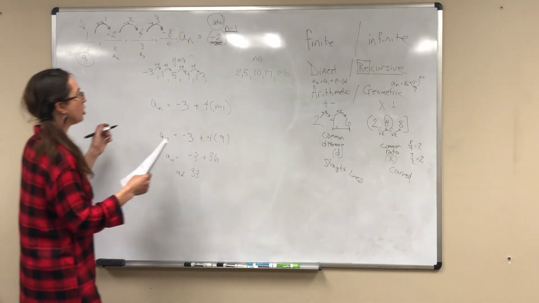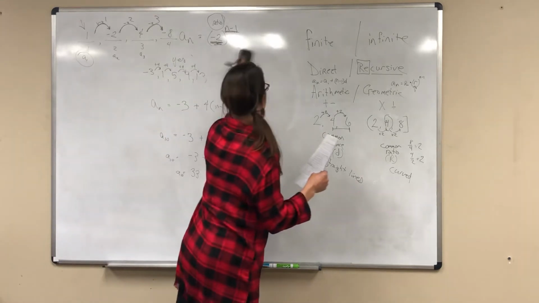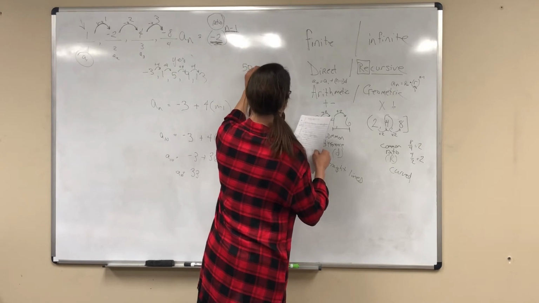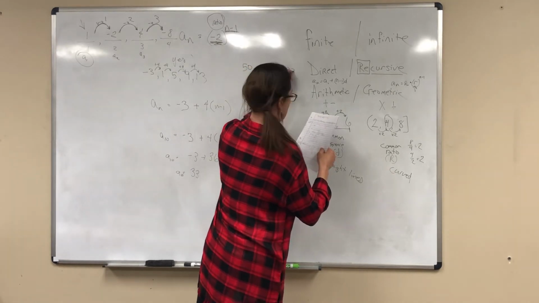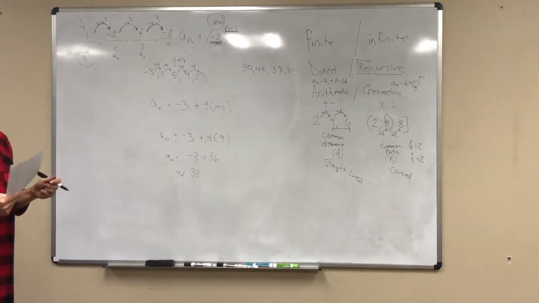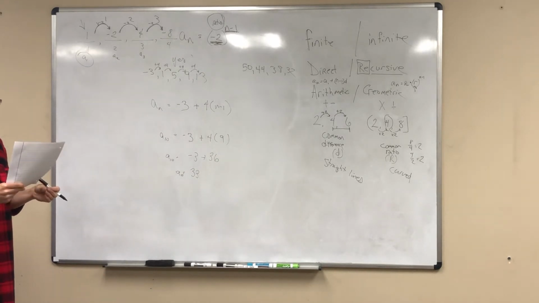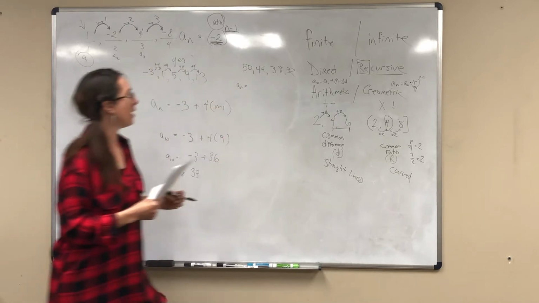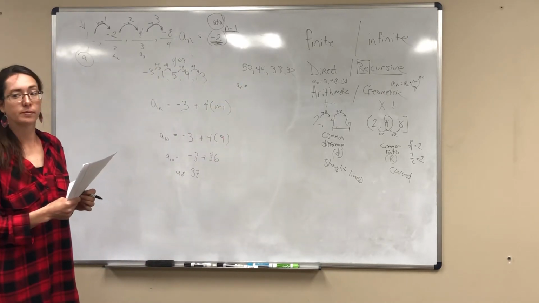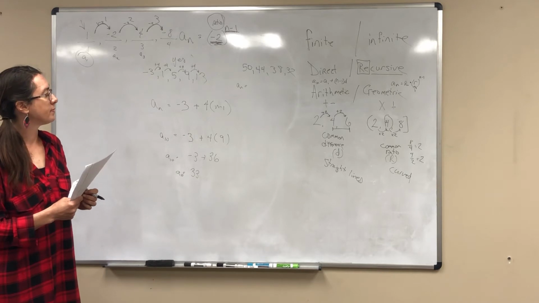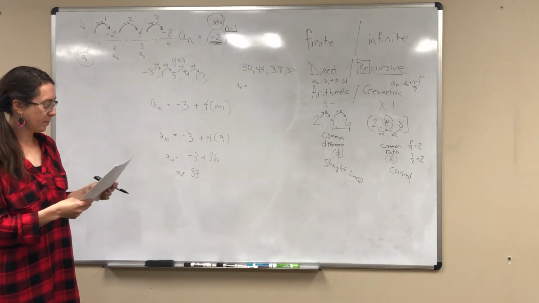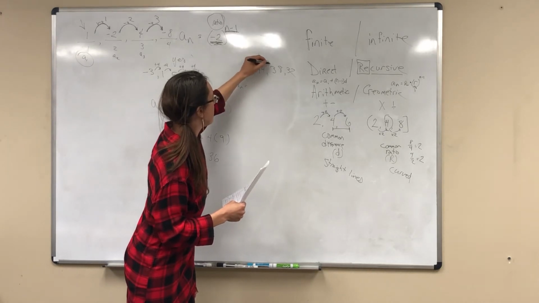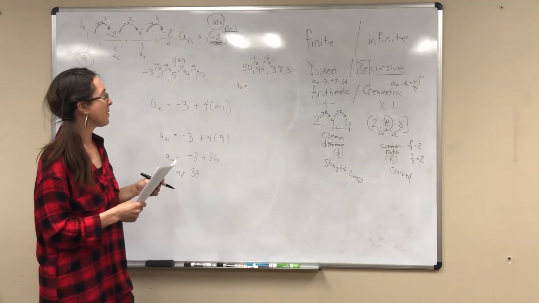Okay. So if we are given 50, 44, 38, and 32, let's write that. What's the formula there? What would be our rule? A sub n would equal what? Okay, -6, right? So we know our jumps are -6. That's what we write first, right?